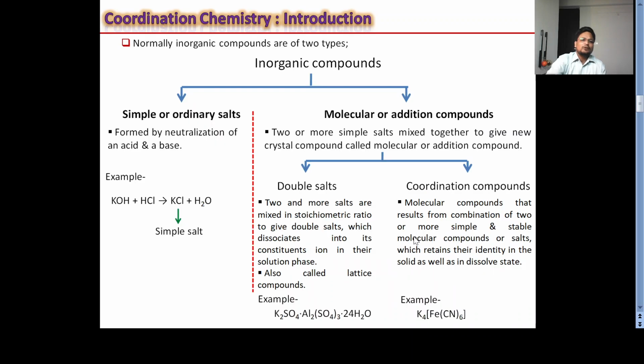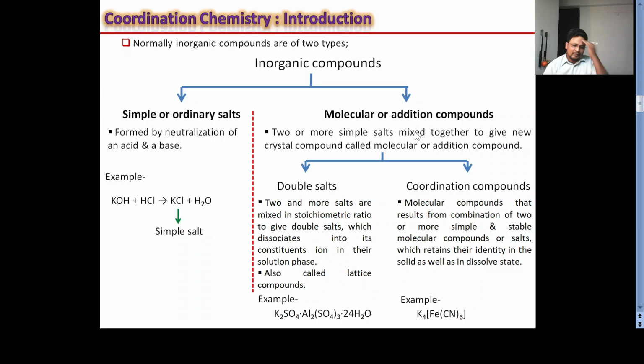Normally inorganic compounds are of two types. First one is simple or ordinary salt, second one is the molecular or addition compound. Simple salts are formed by neutralization of an acid and base. We can see from this example KOH plus HCl gives KCl, which is a simple salt, whereas in case of addition compound, two or more simple salts mixed together to give a new crystal compound called addition compound. Addition compounds are of two types, double salt or coordination compound.